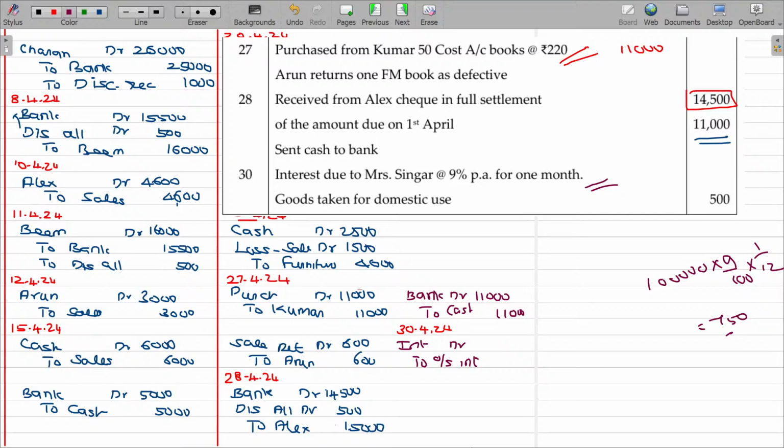Because interest is a nominal account, when terms like outstanding, accrual or in advance are used, it becomes a representative personal account. Whom does it represent? It may be the employee if the salary is outstanding. Rent outstanding represents the landlord. Interest outstanding, the lender. Here, Mrs. Singer is the lender. 750.